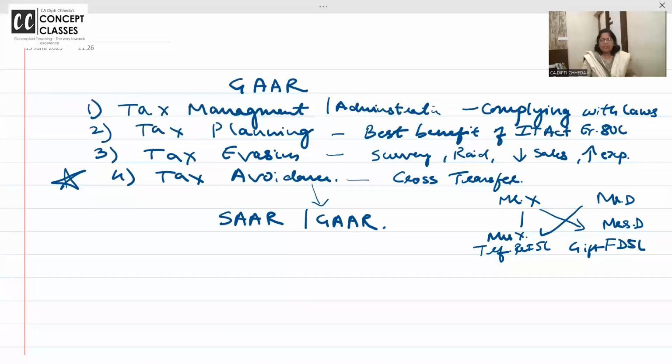याद है सबको, 50,000 से ऊपर अगर आपने किसी को गिफ्ट दिया है and they are not your relatives, it will be taxable. So here these Mr. X and Mr. D are friends. Indirectly, Mr.